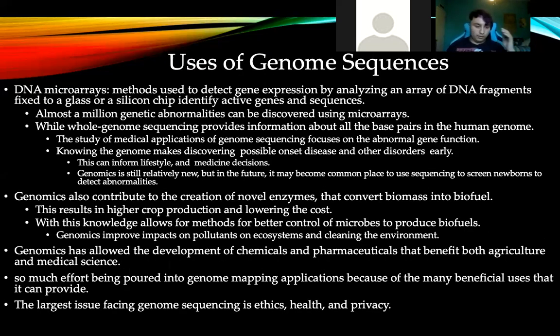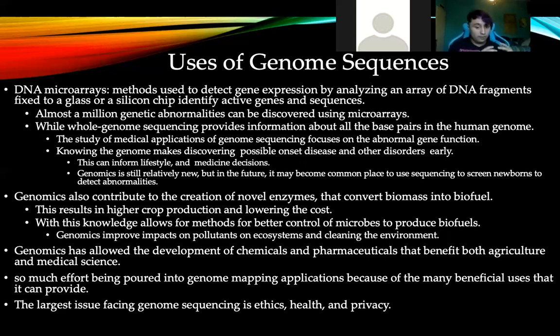Use of genome sequences. DNA microarrays are methods used to detect gene expression by analyzing an array of DNA fragments fixed to either glass or a silicon chip to identify active genes and sequences. Almost 1 million genetic abnormalities can be discovered using microarrays.